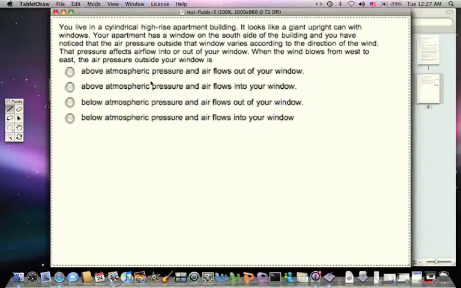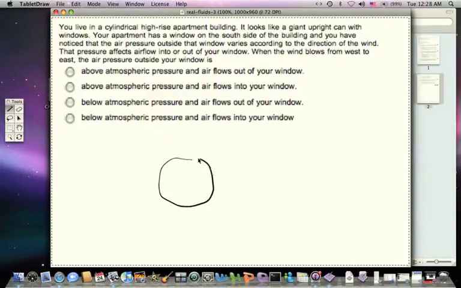Okay, third one. This one's similar. You live in a cylindrical high-rise apartment building. It looks like a giant upright can with windows. Your apartment has a window on the south side of the building, and you have noticed that the air pressure outside that window varies according to the direction of the wind. That pressure affects airflow in or out of your window. When the wind blows from the west to east, the air pressure outside your room window.